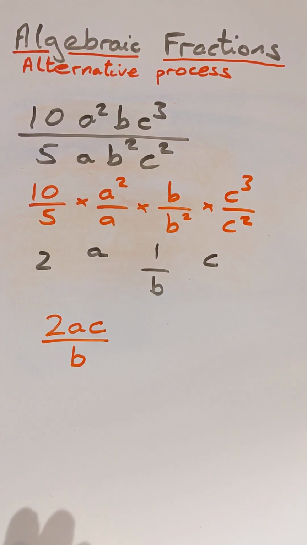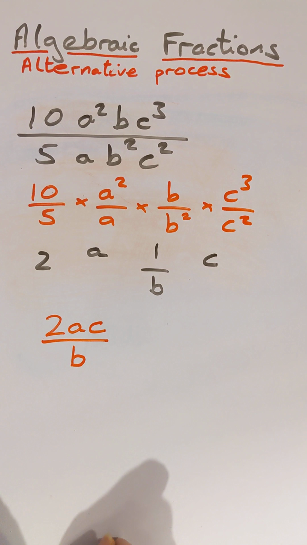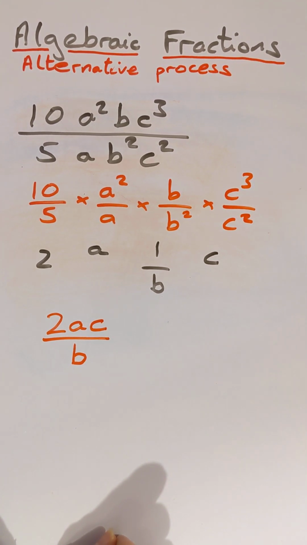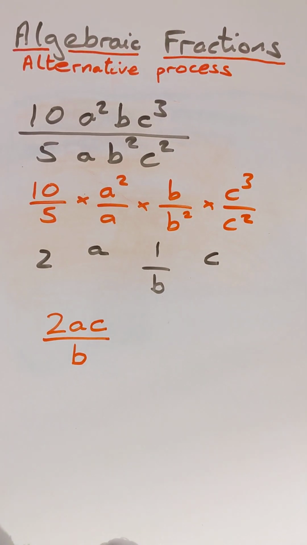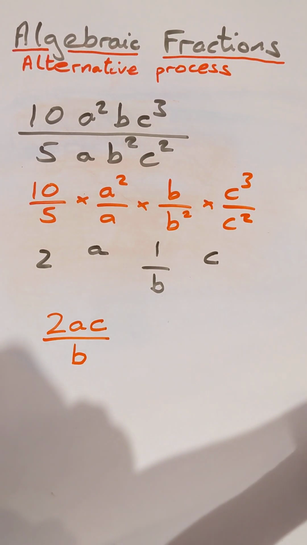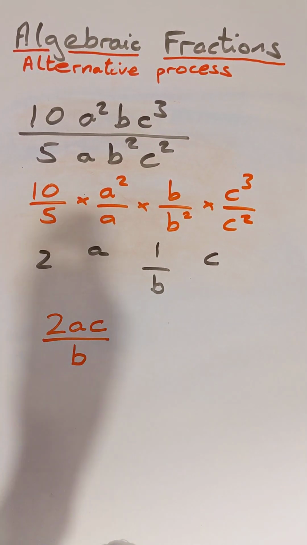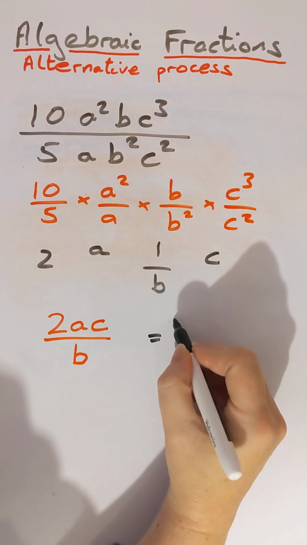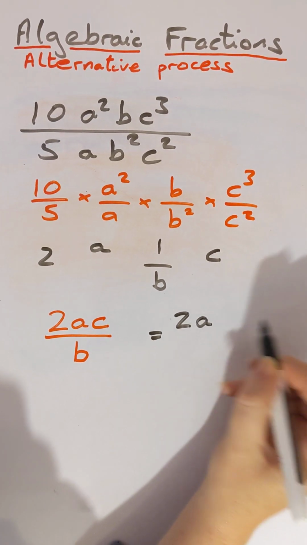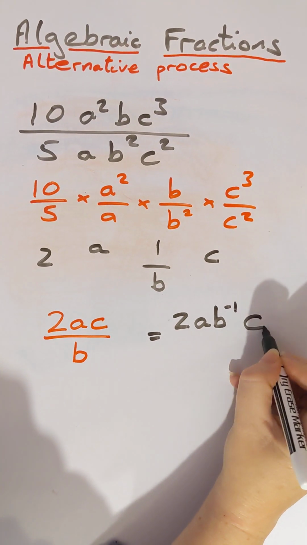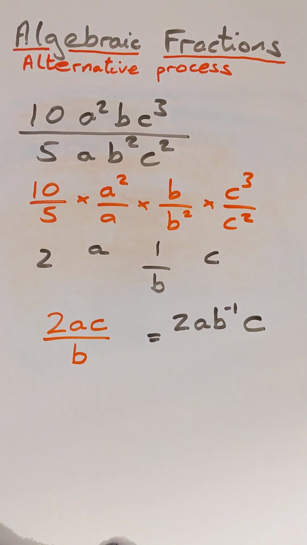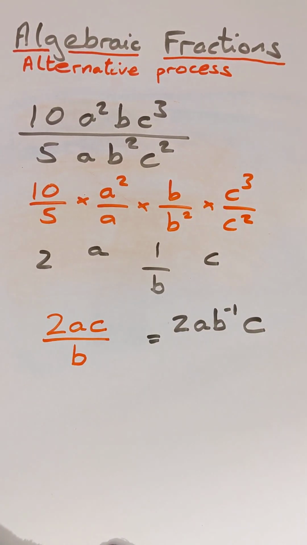Now, if you are asked to make it so it's not a fraction anymore, remember we can change that using the reciprocal. So another way that you might see that answer written would be 2a b to the minus 1 c. And that's us without a fraction. Okay?